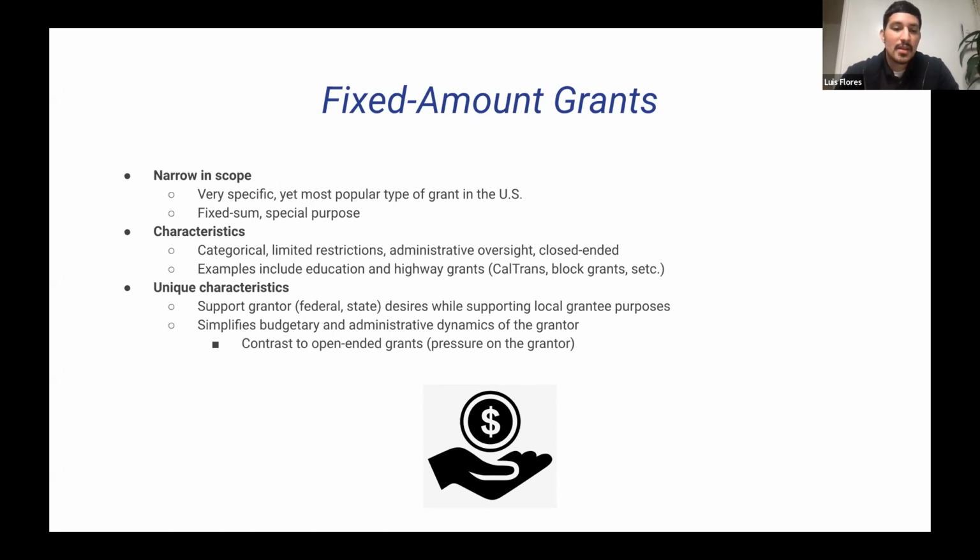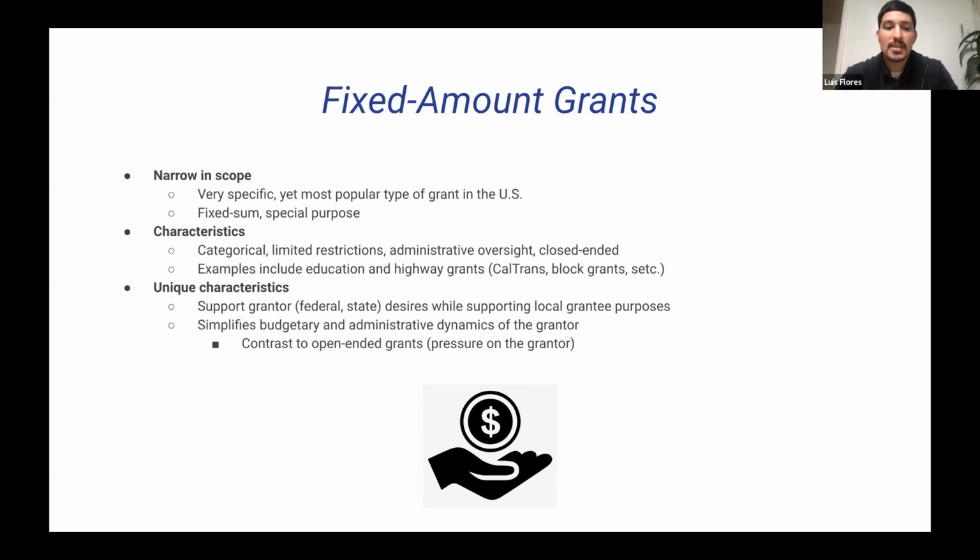So your pressure is not so much on the grantor, in contrast to open-ended grants, where there's more pressure because the grantee knows there's an open-ended capacity for funding. Whereas here you have a fixed amount, for example $100,000 to meet a specific goal. That's what your guidelines and restrictions are, and your grantee will not come and ask for more, because there is that guideline already set for a specific amount of money.